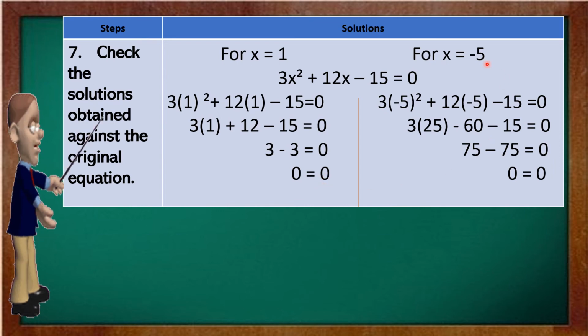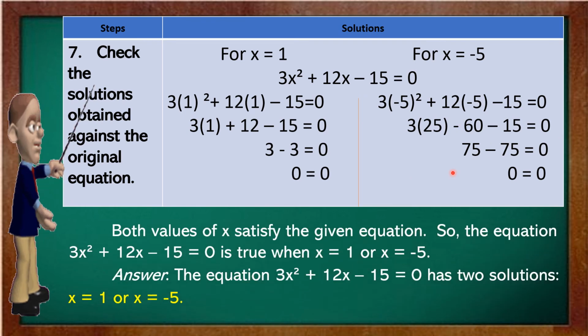Check. How about if x is negative 5? So we're going to substitute 3 times negative 5 squared plus 12 times negative 5 minus 15 equals 0. Negative 5 times negative 5 is positive 25. So 3 times 25 is 75. Then 12 times negative 5 is negative 60 minus 15. So it becomes negative 75. So that 75 minus 75 is 0. So that 0 is equal to 0. Our solutions are correct. Both values of x satisfy the given equation.